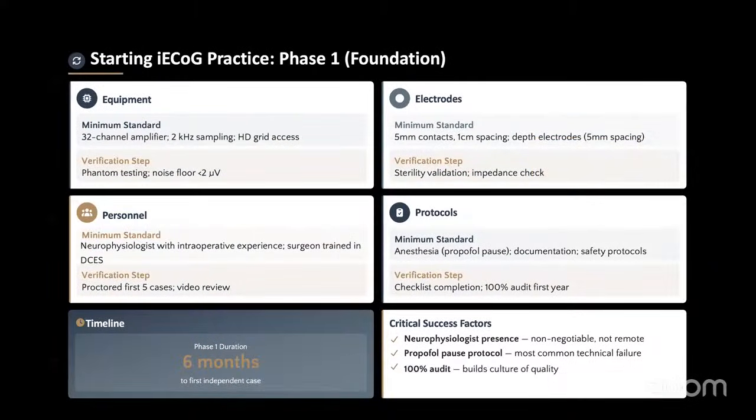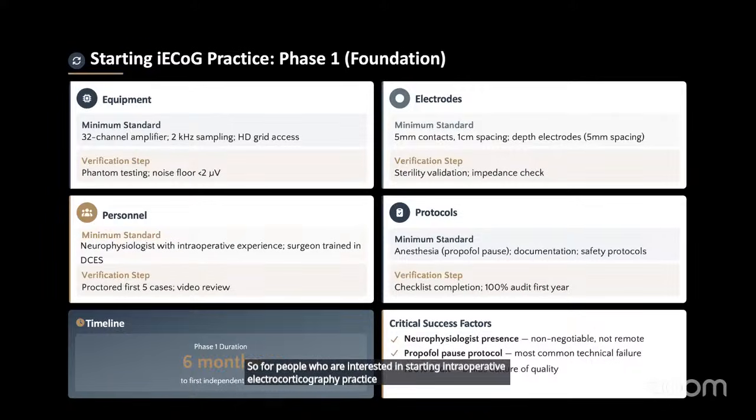So for people who are interested in starting an intraoperative electrocorticography practice in their own services, there are usually 3 phases to starting this service. In phase 1, you have to make sure you have the correct equipment, which includes a 32-channel amplifier, 2000 hertz sampling, and high-density grid access. You must have the correct personnel, which includes a neurophysiologist with intraoperative experience and a surgeon trained in direct cortical stimulation. And preferably your first few cases are proctored by an experienced surgeon.